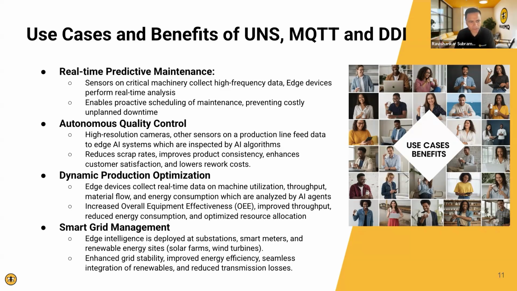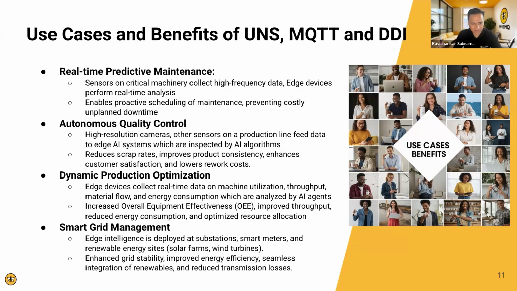The second is autonomous quality control. Again, we talked about this example of high resolution cameras and other sensors on a production line that are capturing images of the product as it's flowing through. That is then sent to an edge AI system, which can be used to create inspections that produce results around which are good and which are not good. So not only will you improve the quality of the product, but it also becomes a learning opportunity for how to improve from a process perspective. For example, if certain issues keep getting repeated, why are those issues getting repeated? What are the things that you need to do in your process chain to overcome those so that you reduce your waste and scrap, improve your product consistency, enhance your customer satisfaction, and so on and so forth.